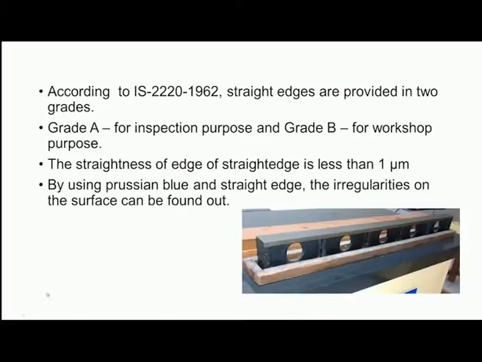By using Prussian blue and a straight edge, the irregularities on the surface plate can be found, as I already explained. This photograph shows an I-shaped straight edge. This is the finished scraped surface. This surface is used for checking purpose, and different lengths are possible. To reduce the weight, the holes are made here, and you can also see some ribbing to increase the rigidity of the straight edges.